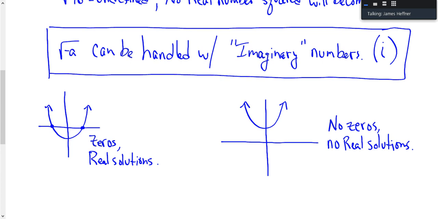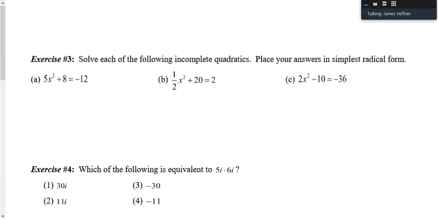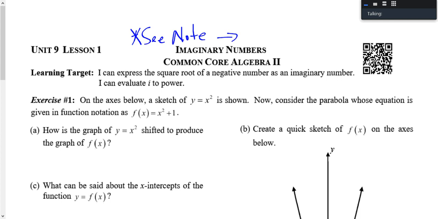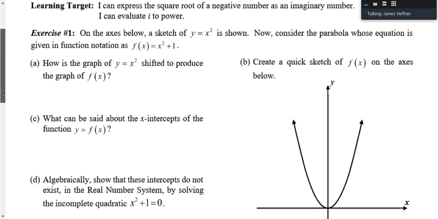All right, let's go back. You can always get it off Teams later on. All right, so let's look at this first exercise.